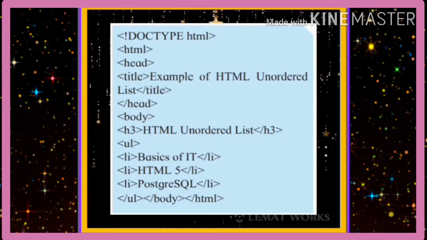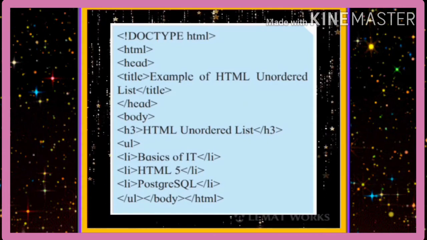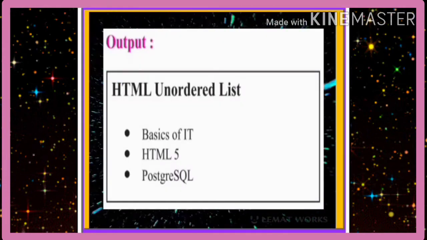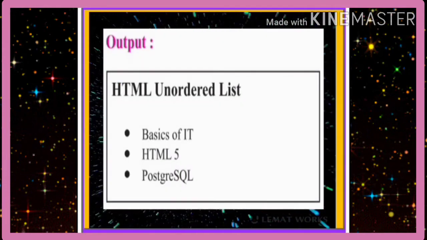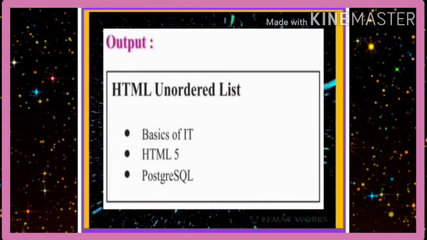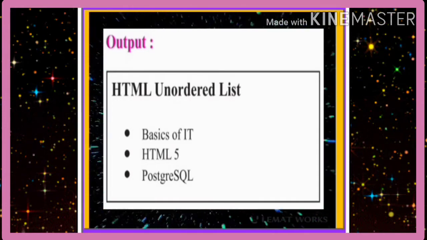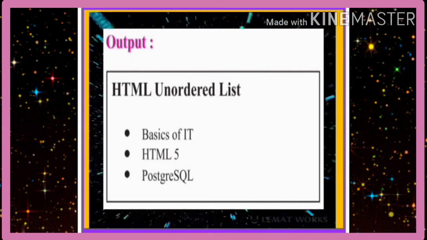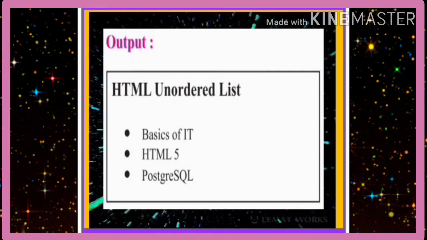Here we create a simple unordered list having three values which are inserted by using Li tag. The elements are basic of IT, second is HTML5 and third is PostgreSQL. After saving and running the program on the browser, you will get this output. In this example, the unordered list is displayed using bullets, means small black circles.